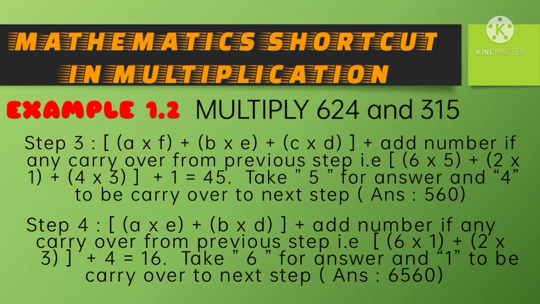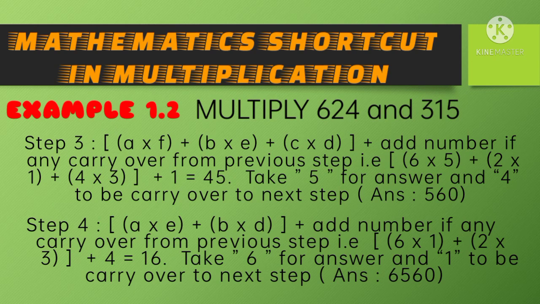Step 3, we have A times F plus B times E plus C times D plus add number if any carry over from previous step. Example, 6 times 5 plus 2 times 1 plus 4 times 3 plus 1 is equal to 45. Take 5 for the answer and 4 to be carried over to the next step.